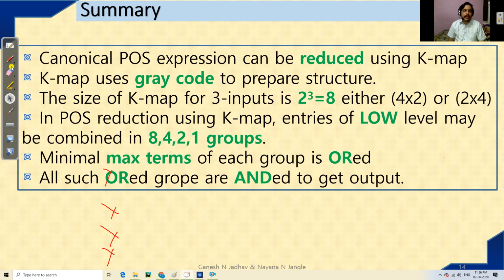So let's summarize all the points together. Canonical POS expression can be reduced using K-map. The K-map uses the gray code to prepare the structure. The size of the K-map for 3 inputs is 2 raised to 3, that is 8, either 4 into 2 or 2 into 4. In POS reduction, K-map entries of low level may be combined in groups of 8, 4, 2, 1. Low means 0. The minimal max terms of each group are ORed, and all such groups are ANDed to get the output.